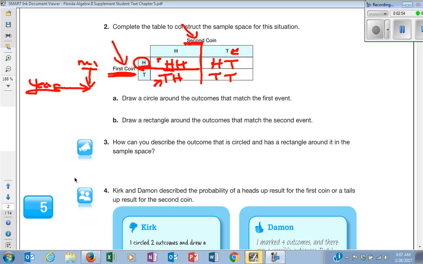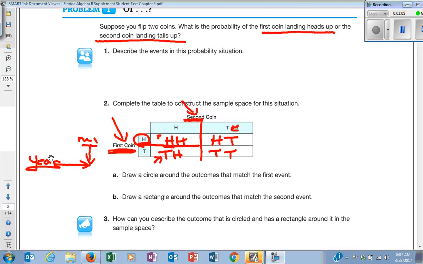All right, now, it says draw a circle. You should be doing this on your paper. That's why you guys got these books. It says draw a circle around the outcome that matches the first event. What was the first event? First coin landing heads up. So, heads first. Is this heads first in this box? So let's circle it. Is this heads first in this box? So let's circle it. Is this heads first? No. Is this heads first? No.